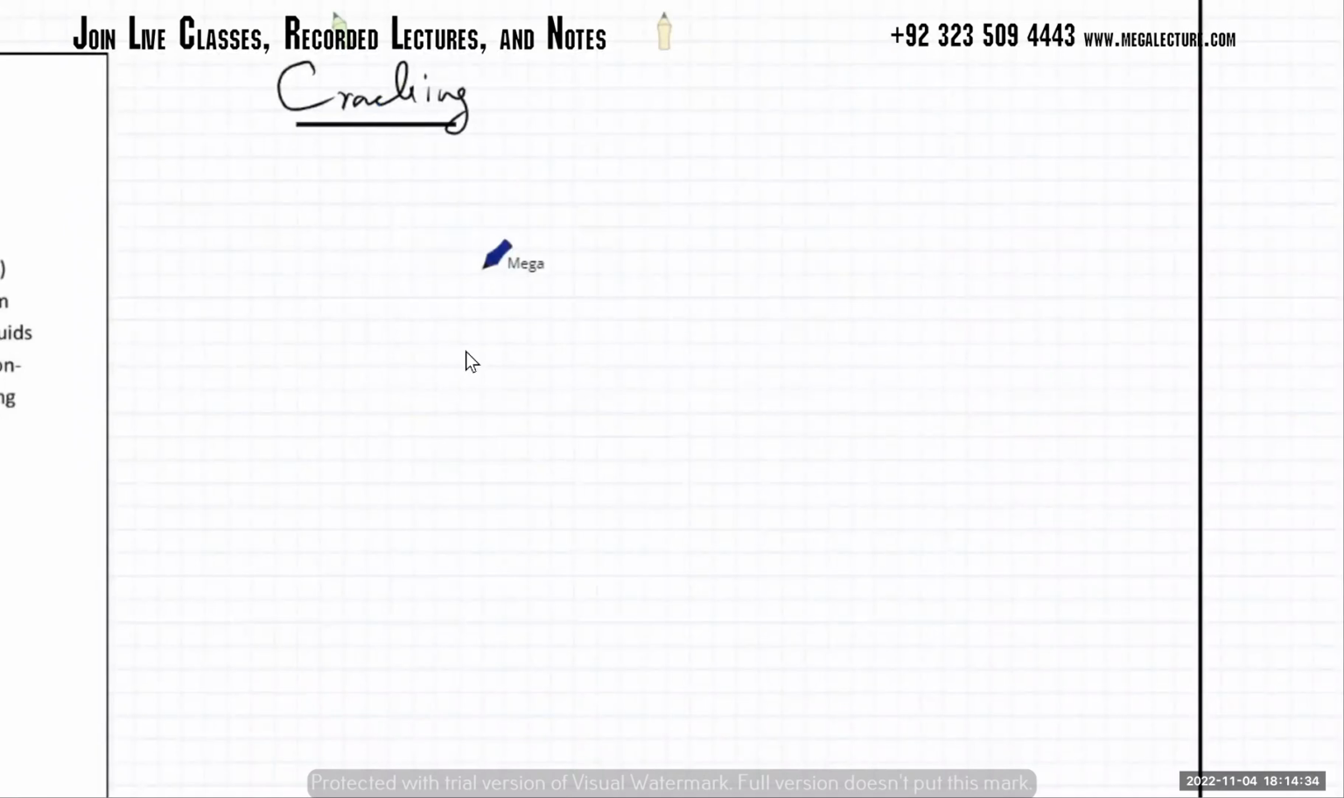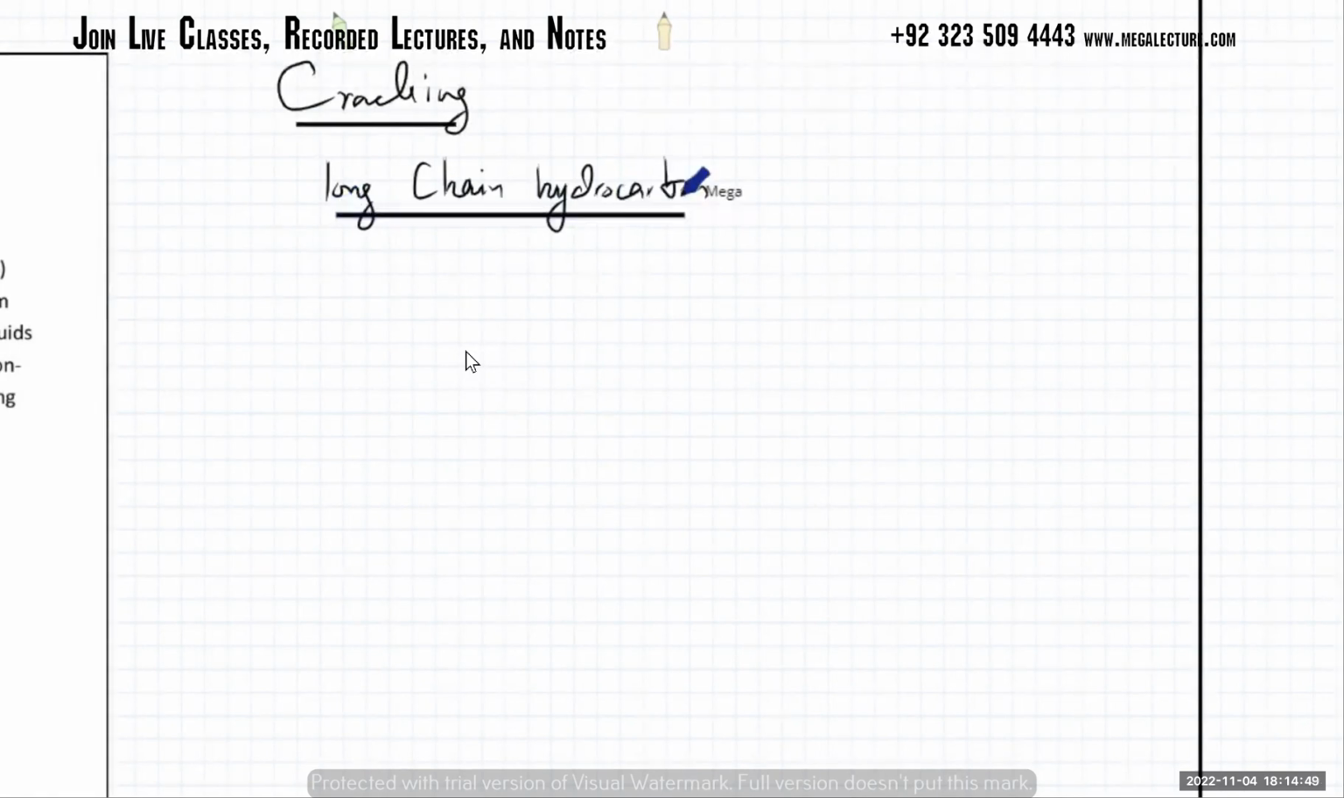So cracking पे आ जाते हैं. What do you do for cracking? That's you got long chain hydrocarbons, and these you get them from crude oil. They're not very useful. So if they're not very useful, why are they not very useful? Because big molecules have more van der Waals forces.